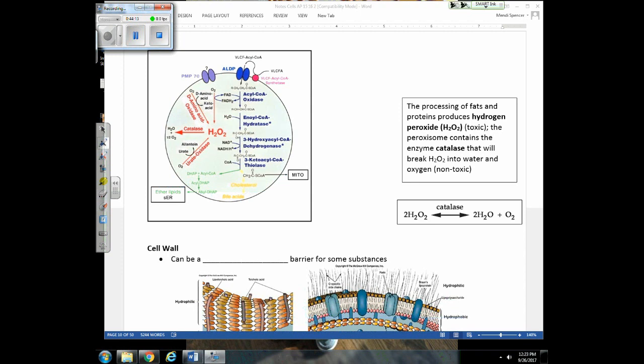On this page, I just included some diagrams. They're very complex. Again, you don't really need to have this memorized by any means, but this is more what you need to remember about peroxisomes. And you can see it's a very complex process by which we can break down fats and proteins to utilize for energy production.